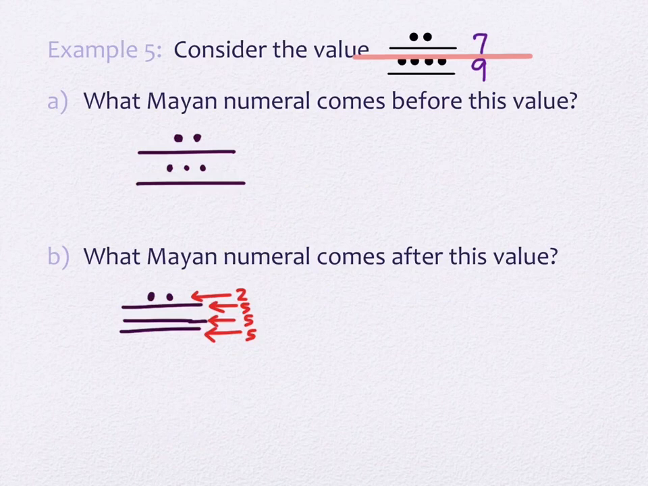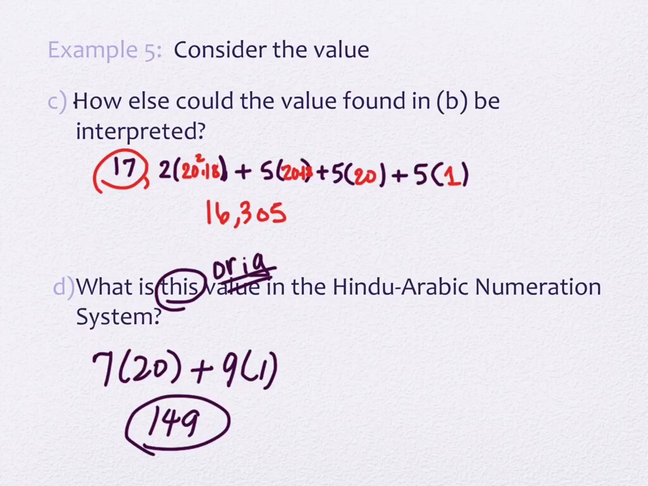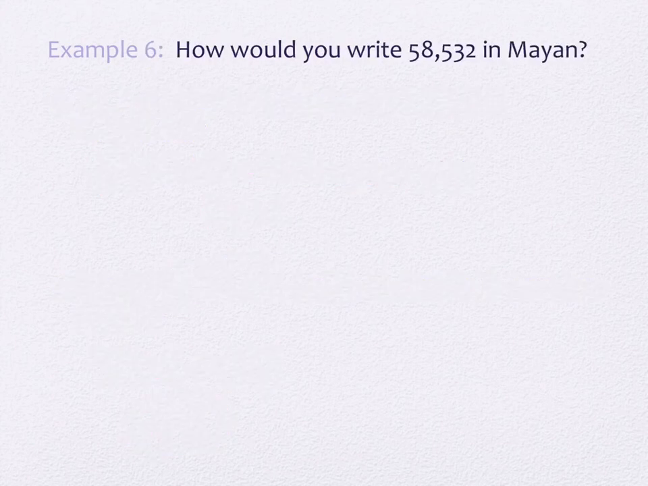So our number that we tried to get over here was actually the number 150. That's what it was, because it was the number that came after. But the problem, of course, is that 150 looked a lot like 17, and it could also even be 16,305. Not good. All right, so let's take one of our numbers now and write it in their system.